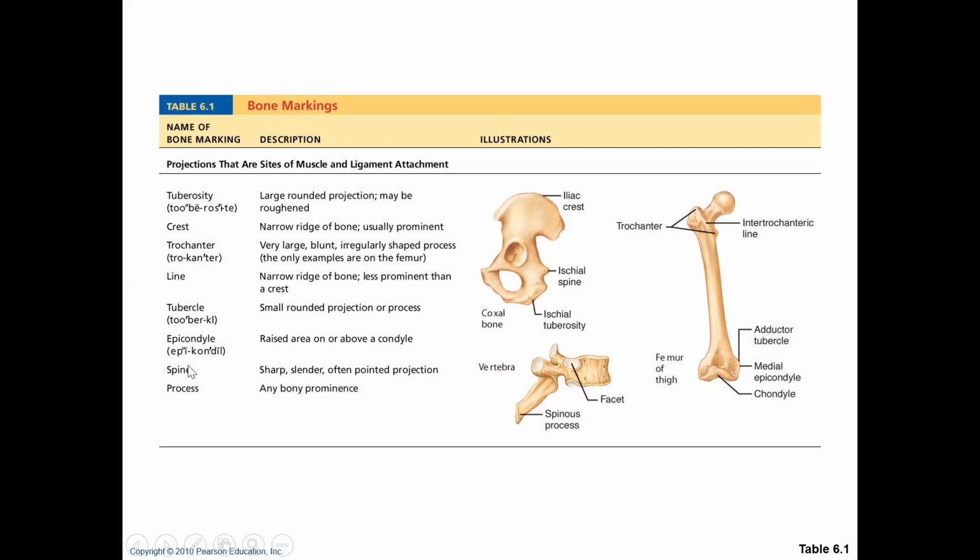Spine. Typically a spine is a narrow, prominent ridge of a bone, kind of comes to a fine point. So here's the extension of your vertebrae. The whole bone's vertebrae. This extension is called a process, and because it's nice and sharp, it's called spinous process.